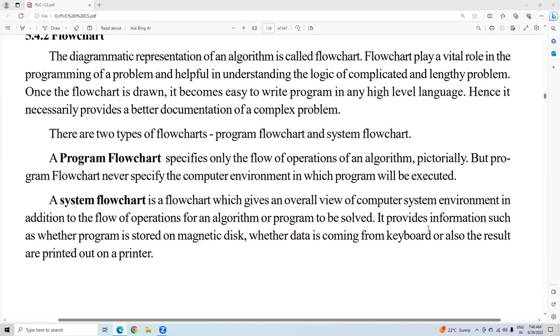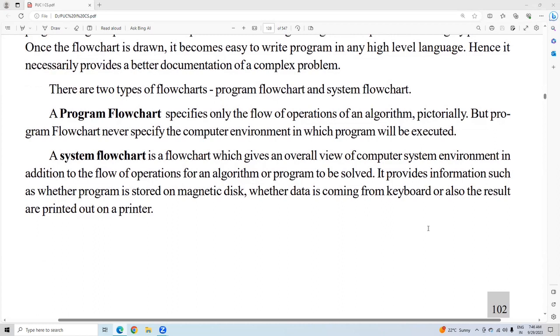There are two types of flowcharts, program flowchart and system flowchart. A program flowchart specifies only the pictorial flow of operation of an algorithm, but a program flowchart never specifies the computer environment in which the program will be executed, right? A system flowchart is a flowchart which gives an overall view of a computer system environment in addition to the flow of operations for an algorithm or program to be solved. Both will be there in this, right?